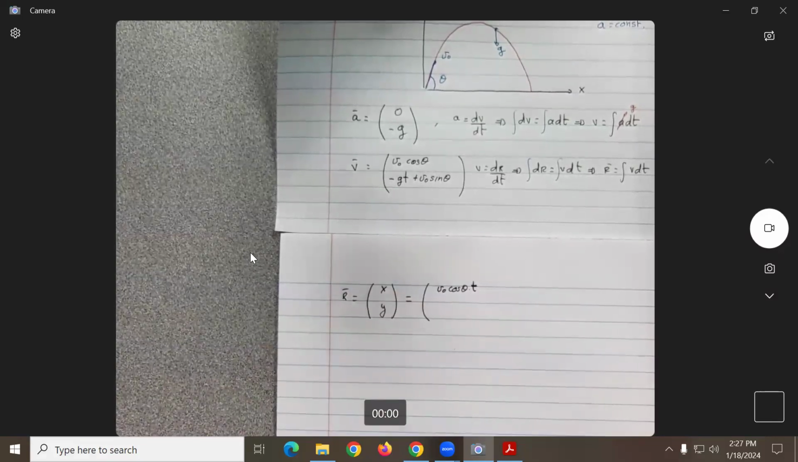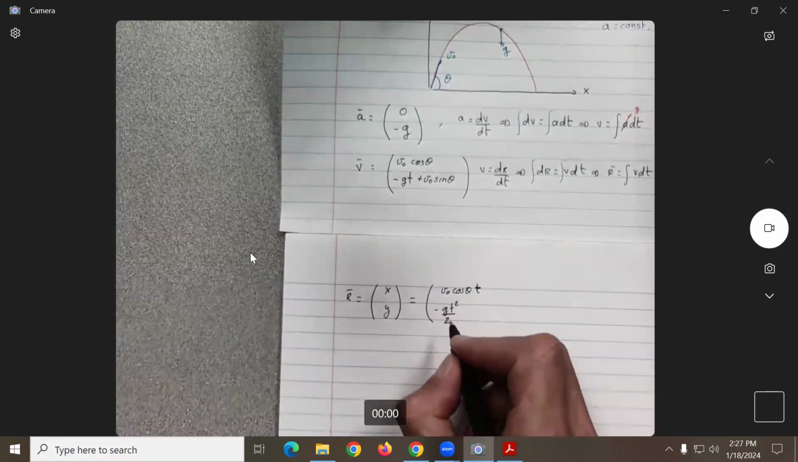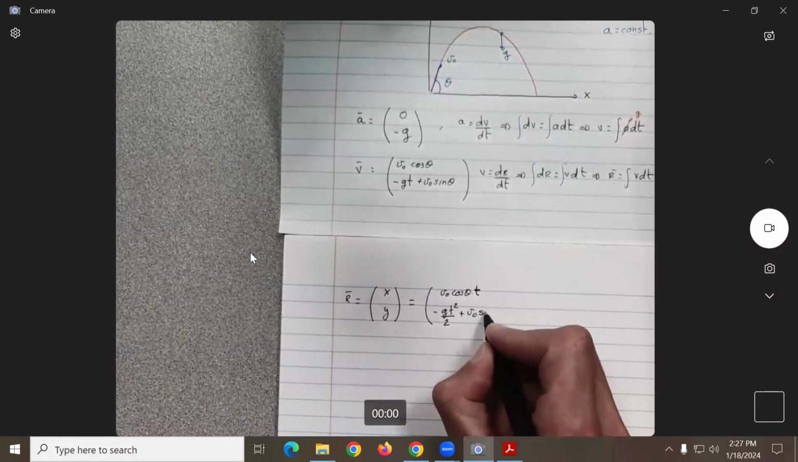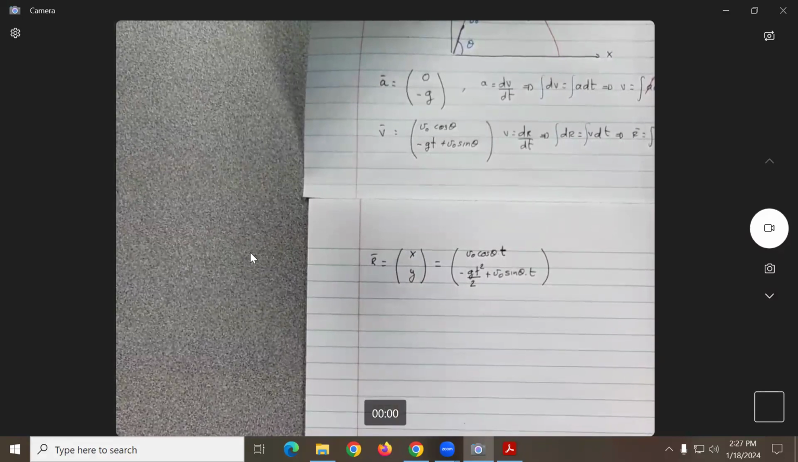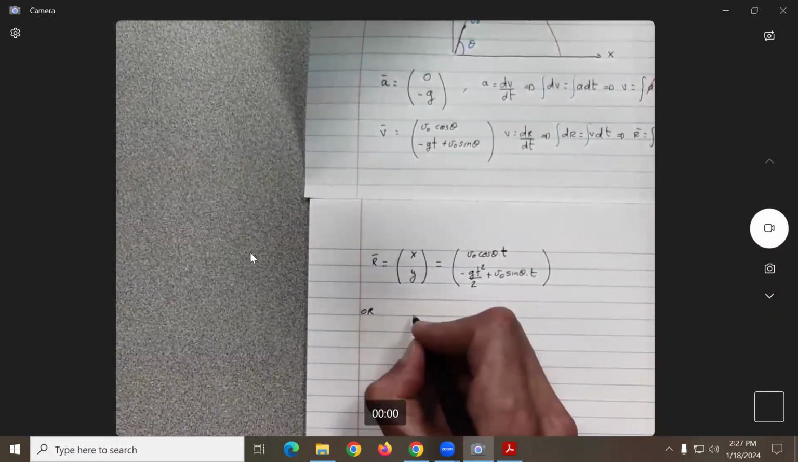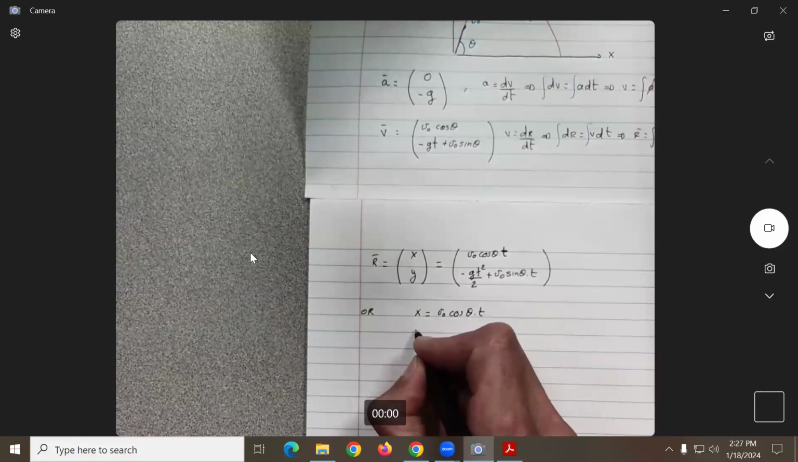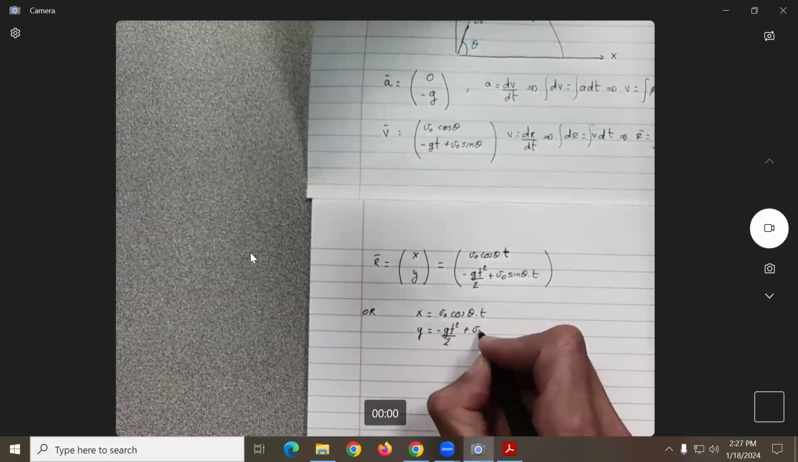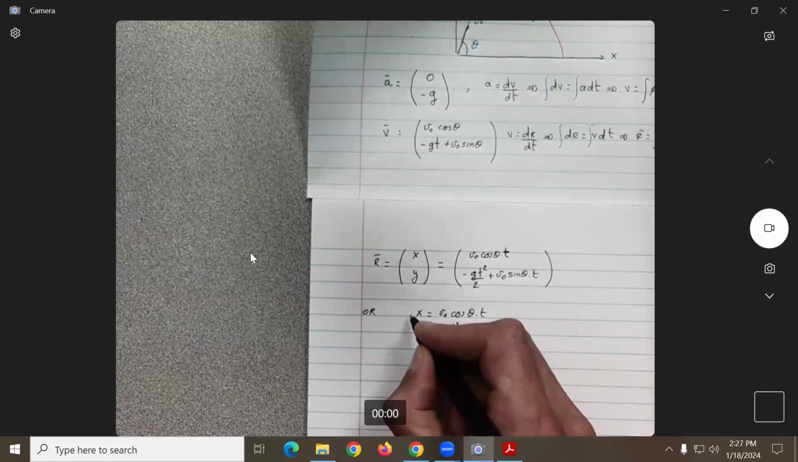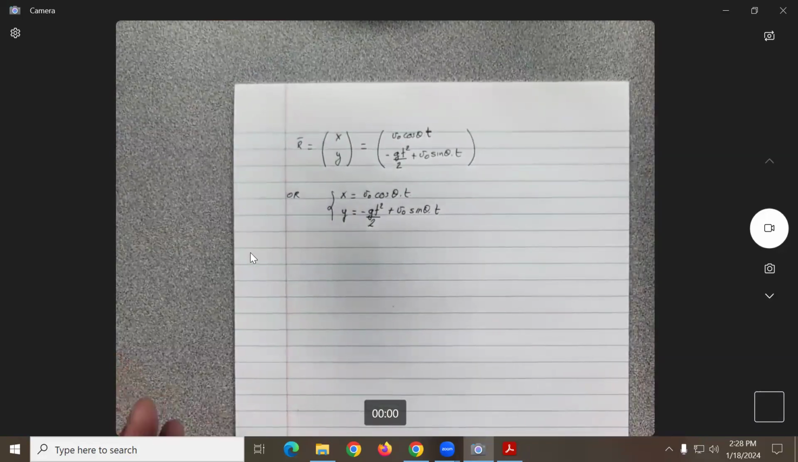Okay, but what about the first term? Minus gt squared over 2 plus v naught sine theta t. Yes? Okay. Well, I can just write x equal to v naught cosine theta t and y equal to minus gt squared over 2 plus v naught sine theta t. So really with this equation, it's sufficient to solve any problem you want on parabolic motion.